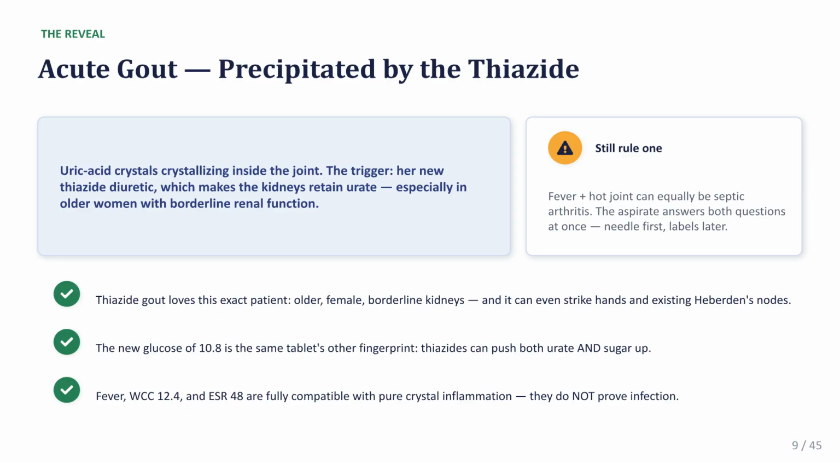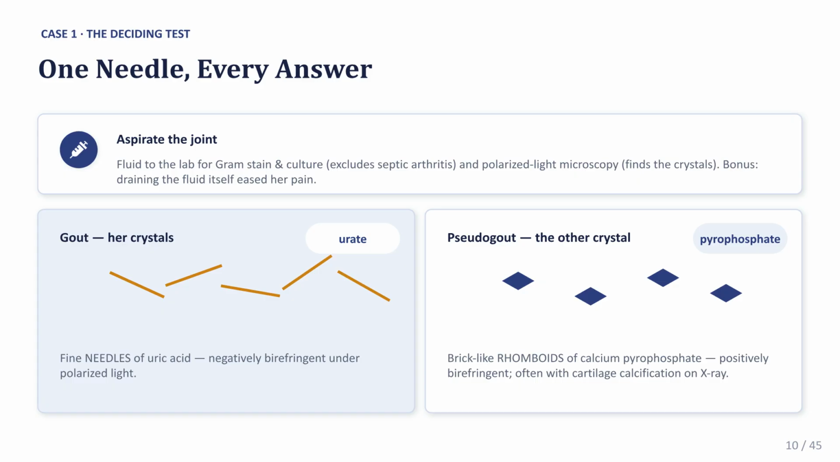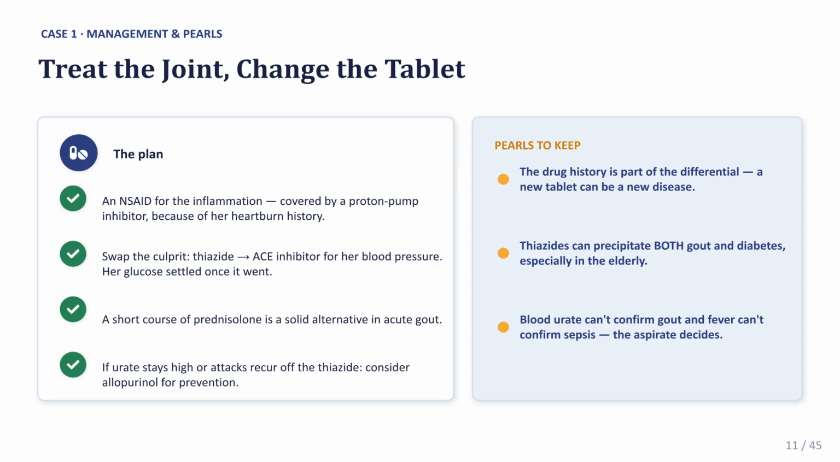Even with a fever and high inflammatory markers, a joint aspirate remains the gold standard for diagnosis. Aspiration provides the definitive diagnosis. Polarized light microscopy will reveal the needle-shaped, negatively birefringent uric acid crystals, characteristic of gout. This is distinct from pseudogout, which involves rhomboid-shaped, positively birefringent crystals. The procedure also helps exclude infection and can provide immediate symptomatic relief by decompressing the joint.